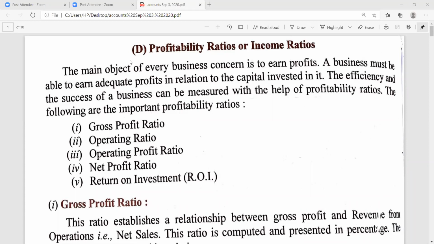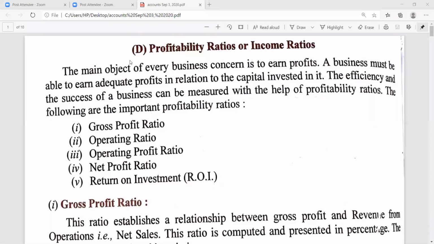As you know very well, every business organization has its main objective of earning profit. Profit is an index which shows the growth and success of every business. So a business must be able to earn adequate profit in relation to the capital invested in it. The efficiency and success of a business can be measured only with the help of profitability ratio.